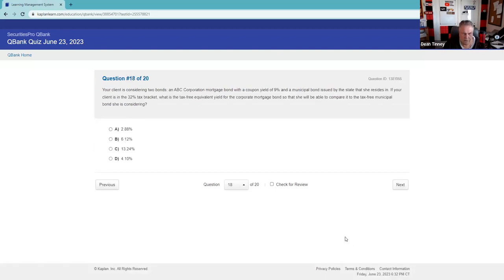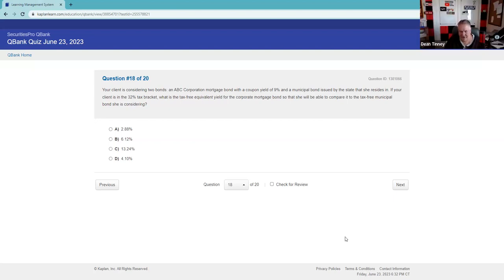Your client is considering two bonds, an ABC mortgage bond with a coupon of 9, you know, that's secured by real property. That's like my Bellagio bonds. And a municipal bond issued by the state in which she resides. If your client is in the 32% tax bracket, ding, ding, ding, ding. So we know we're going to do 100% minus 32%, and then we're going to do something else. Yeah. What is the tax-free equivalent?